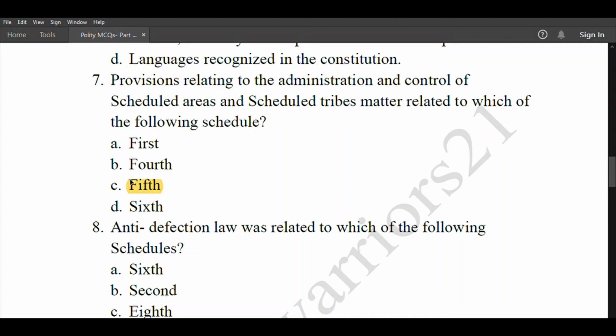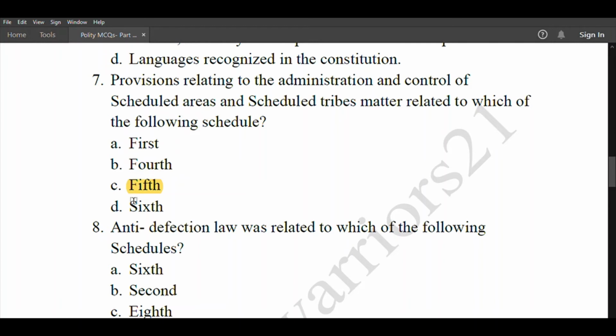Here the answer is the third option, that is fifth. And if you go through the options one by one, first schedule is related to the names of the states, territorial jurisdictions, and names of the union territories and their extent. And the second option, fourth schedule, is related to the allocation of seats in the Rajya Sabha to the states and union territories.